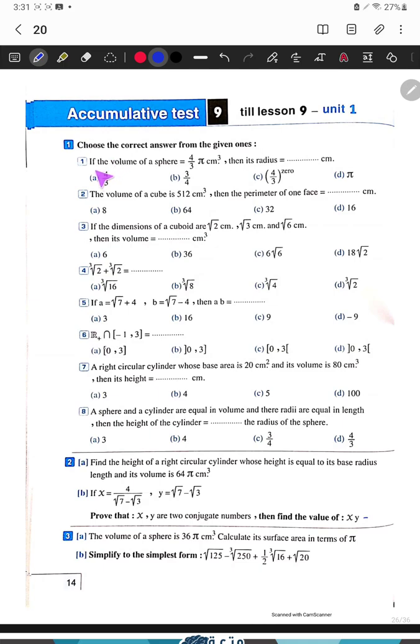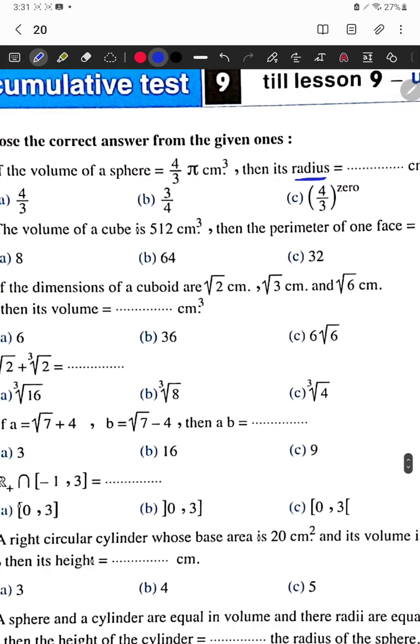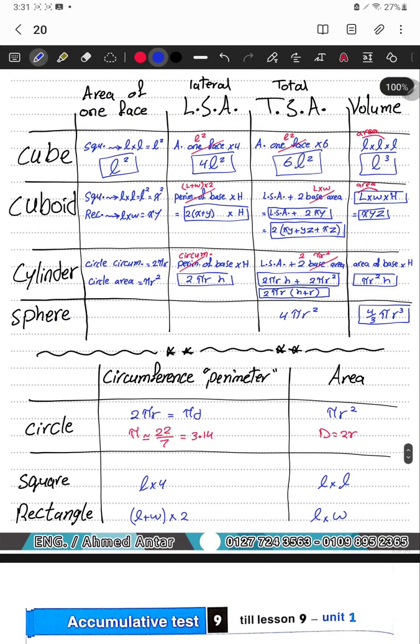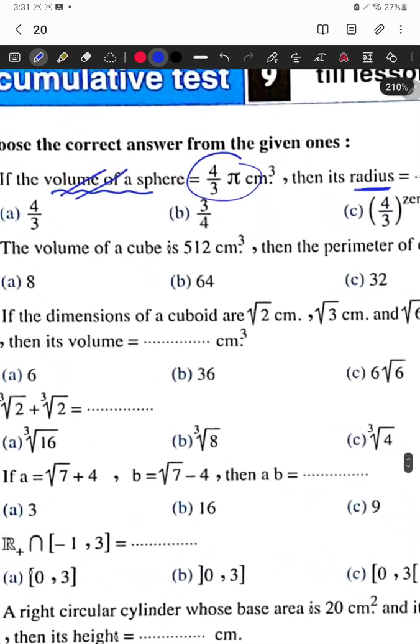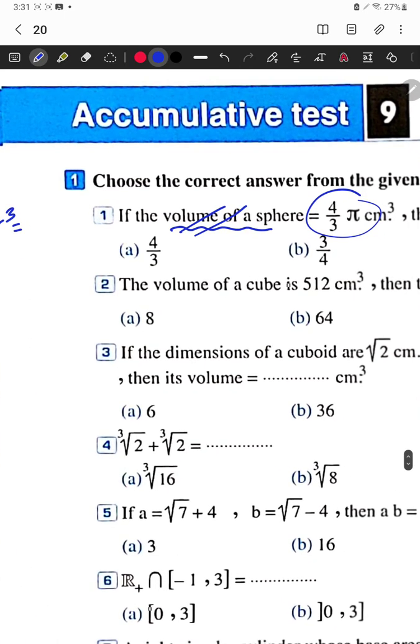So now the first question is talking about the volume of a sphere is 4/3 pi cubic centimeters, then its radius. So now you need the radius. If you want to get the radius, firstly he gave you the volume of the sphere equals 4/3 pi. Then the rule of the volume of the sphere equals what? The rule of the volume of the sphere, yes, this is the sphere, so the volume is 4/3 pi r power of 3. So now 4/3 pi r power of 3 equals 4/3 pi.